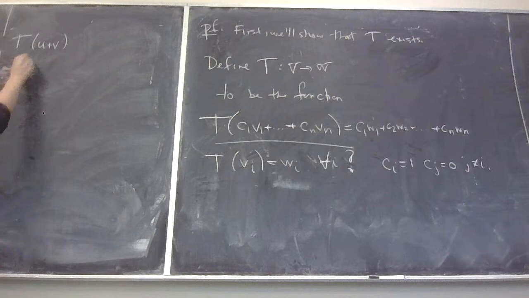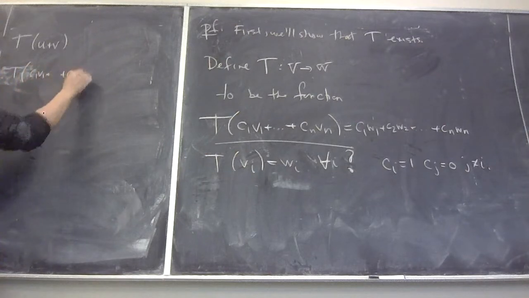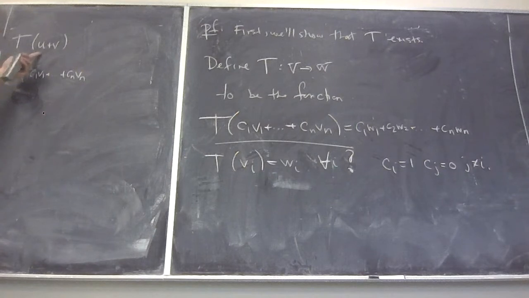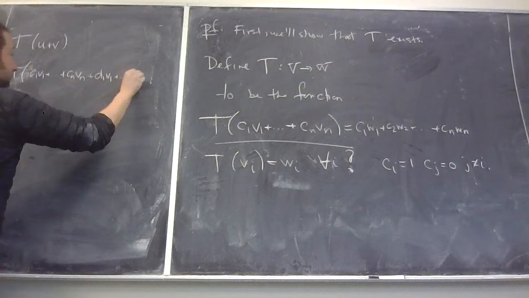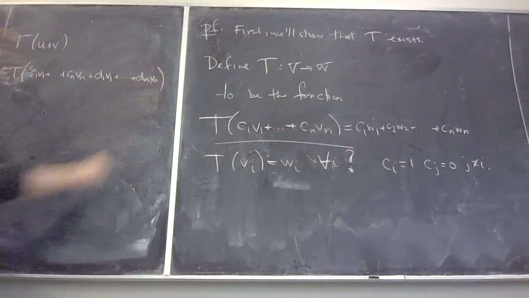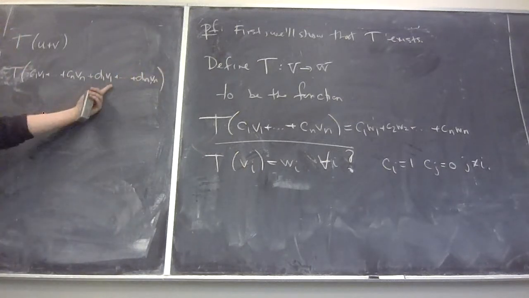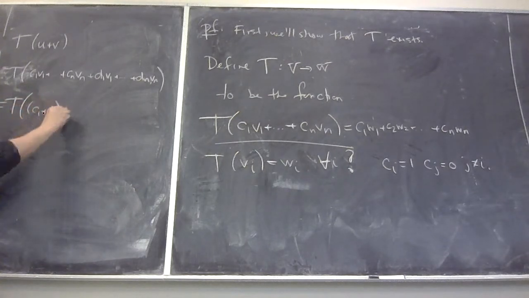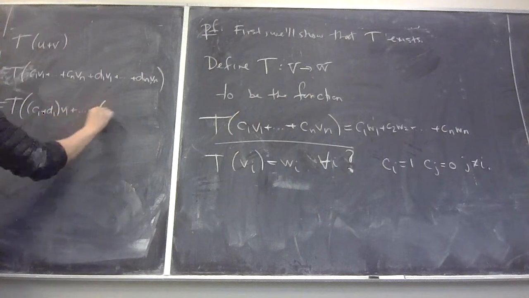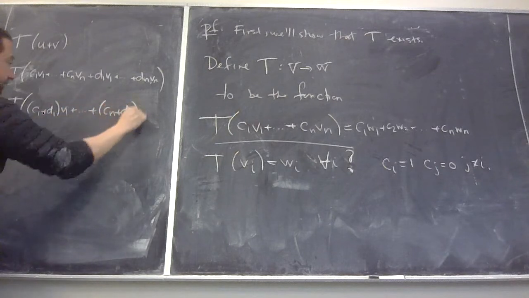This is T of C1 V1 up to Cn Vn. That's the representation of the vector U, plus D1 V1 up to Dn Vn. That's the representation of the vector V. Now I can't apply T to that yet because T is supposed to have a constant times V1 and a constant times V2 and so on. So I rearrange this into C1 plus D1 V1 up to Cn plus Dn Vn.